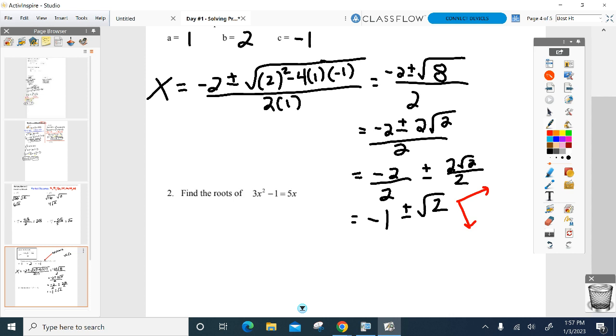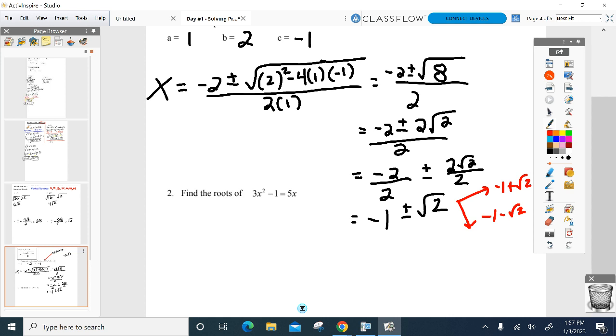You make like -1 plus radical 2. There's 1 answer, and then -1 minus radical 2. There you go. That's what your 2 answers would actually be. Good. Any issues? Break down the radical, and then break it into 2 fractions.